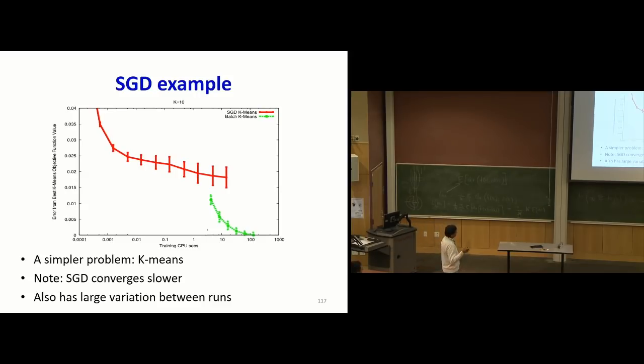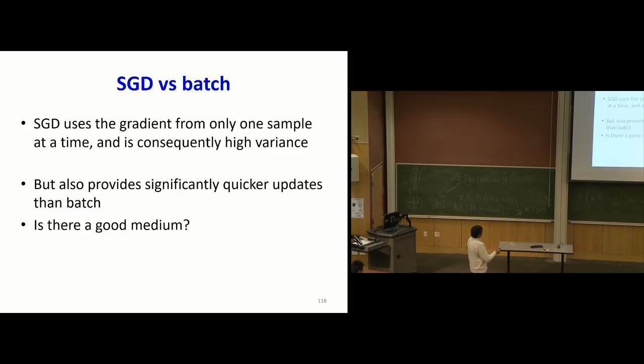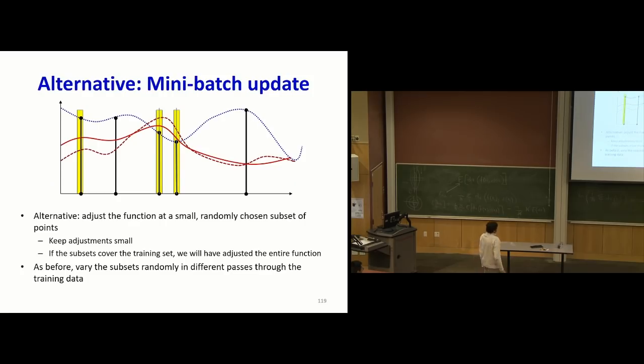I just want to close this topic up. So SGD uses the gradient from only one sample, so it's consequently high variance, but also provides significantly quicker updates than a batch. So is there a good medium? Here's what we can do. Instead of just taking one sample at a time, I can take small subsets of samples at a time. If I take subsets of samples at a time, I'm going to adjust the function at a small randomly chosen subset of points, but I'm going to keep my adjustment small as before. As before, I'm going to vary the subsets randomly in different passes through the data.